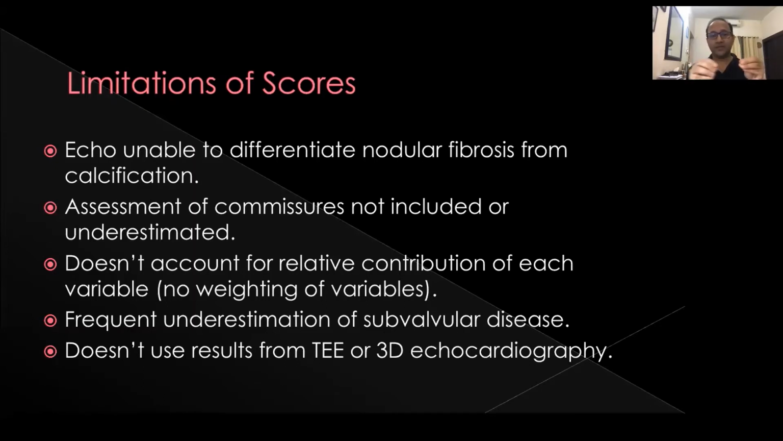The commissures are either underestimated or not included in those scores. It doesn't account for the relative contribution of each of these 4 variables, which may contribute differently in different settings. And there is a frequent underestimation of subvalvular disease, because if you do not spend time and use different modified views, you may actually miss out on the extent of subvalvular disease. And it doesn't use the results from transesophageal echo or 3D echo, which is now freely available.